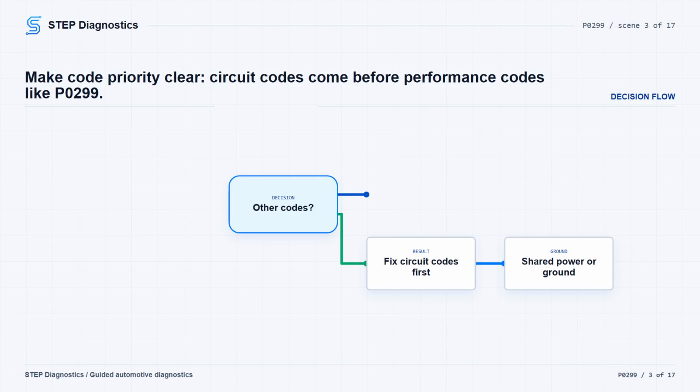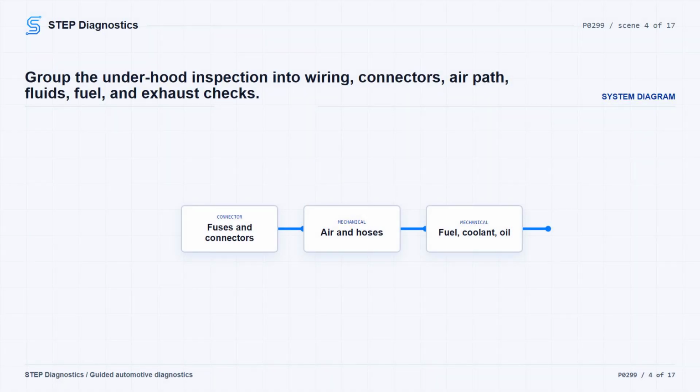Check the network modules for system or symptom codes that help point you where to start. If other codes are present, check what they mean first. Circuit-related codes come before system or performance codes, and if several circuit codes are set, look for a shared power or ground issue. Next, inspect the truck without assuming the turbo is bad.